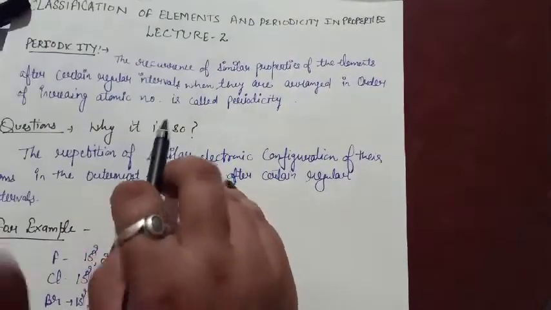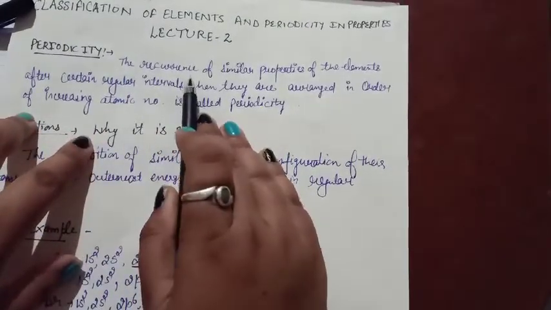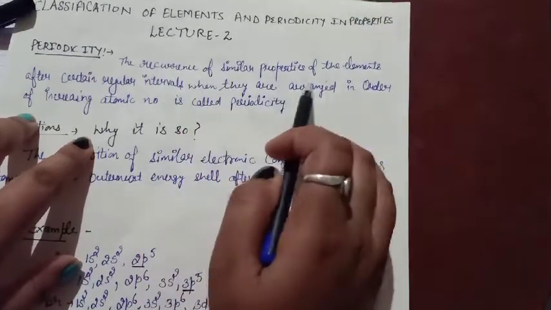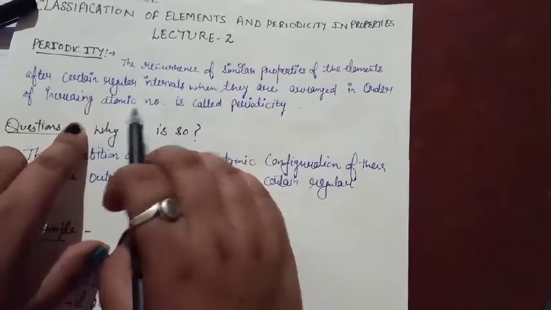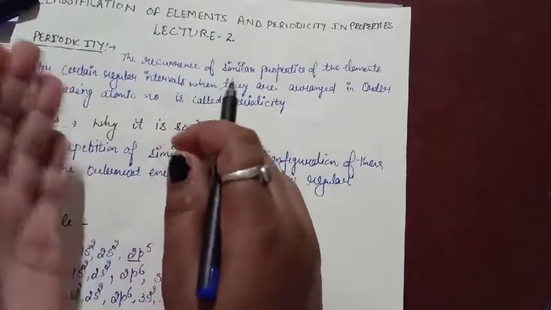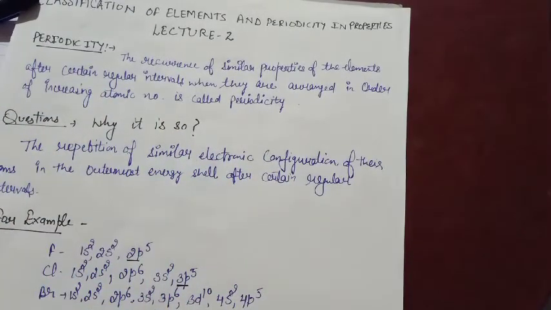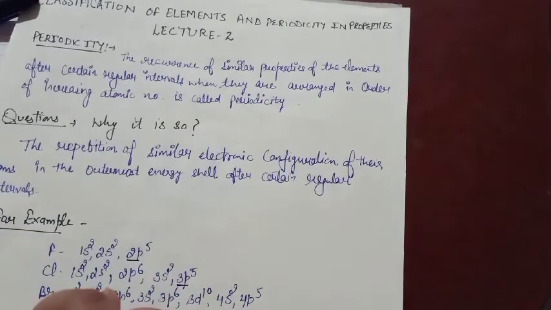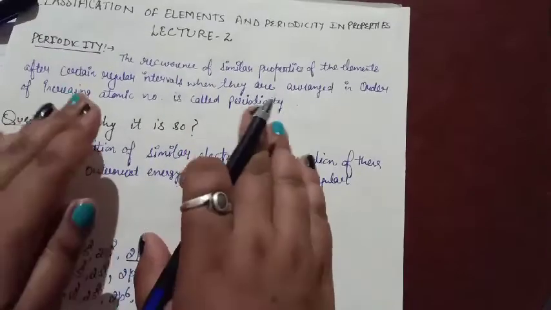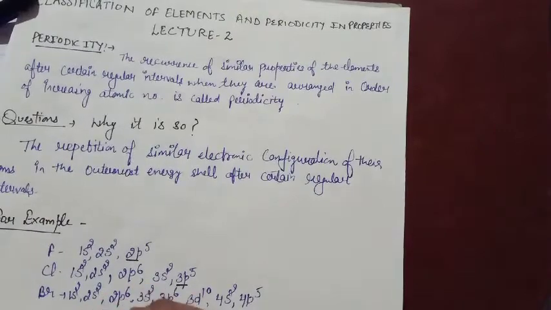Why does periodicity happen? First of all, see the definition. The reoccurrence, that is, the repetition of similar properties of the elements after a certain regular interval when they are arranged in order of increasing atomic number. The modern periodic table is based on increasing atomic number, as you learned in the 10th standard. When elements are arranged in increasing atomic number, their properties repeat themselves after a regular interval. That is periodicity.